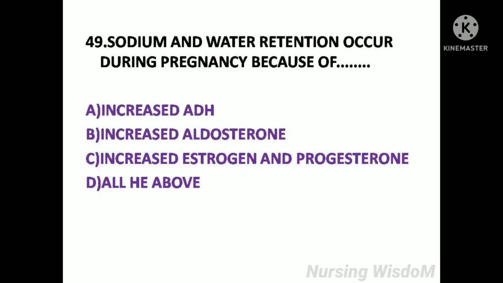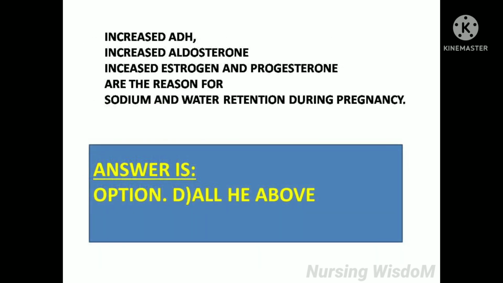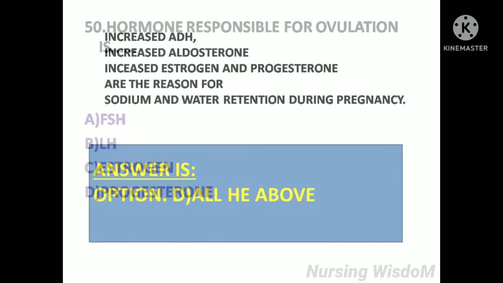Next question. Sodium and water retention occur during pregnancy because of option A, increased ADH. Option B, increased aldosterone. Option C, increased estrogen and progesterone. Option D, all the above. Increased ADH, increased aldosterone, and increased estrogen and progesterone are the reasons for sodium and water retention during pregnancy. So here the answer is option D, all the above.